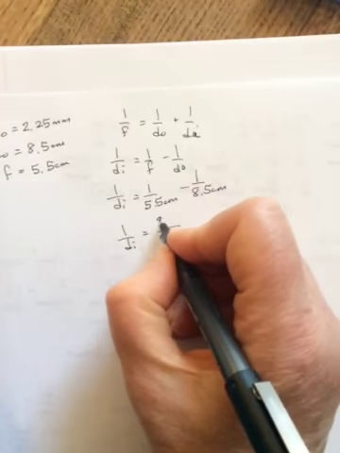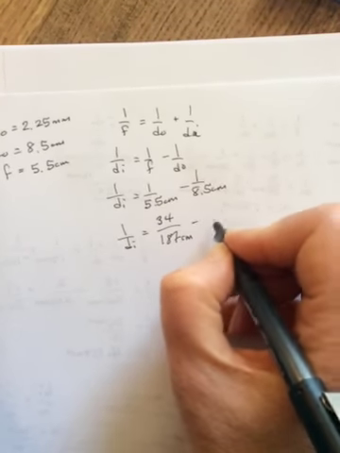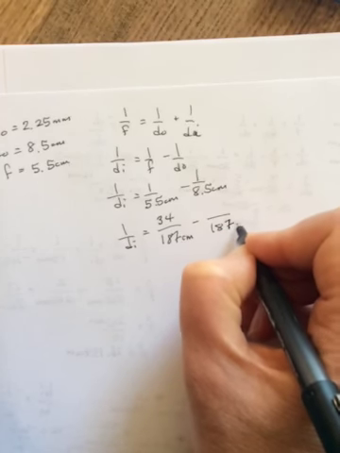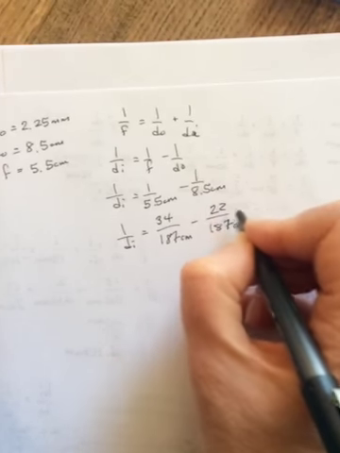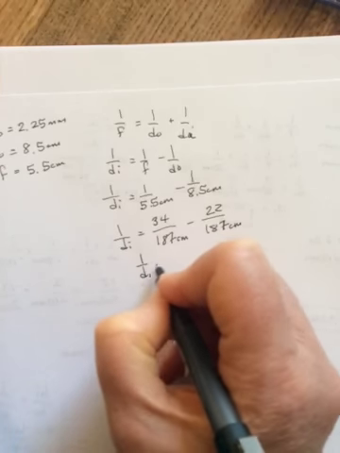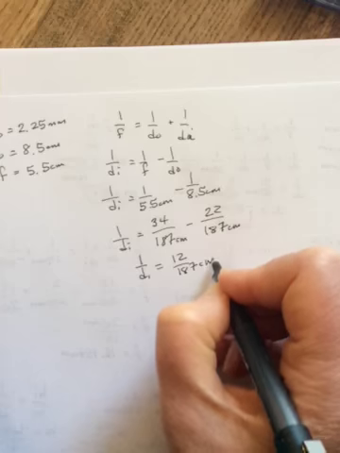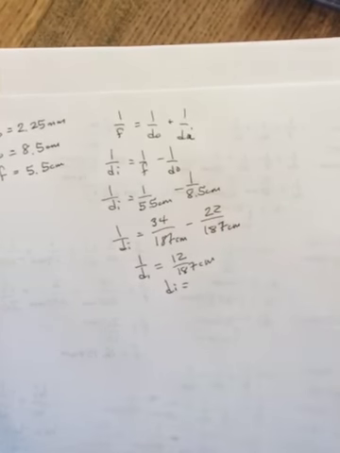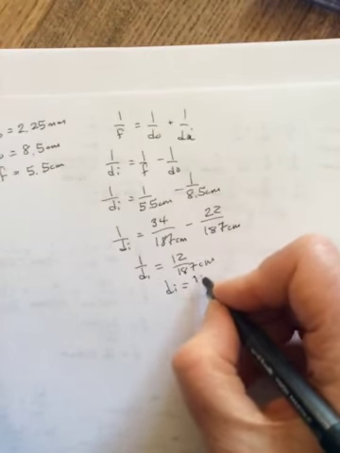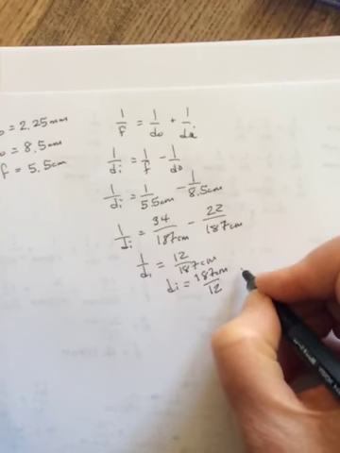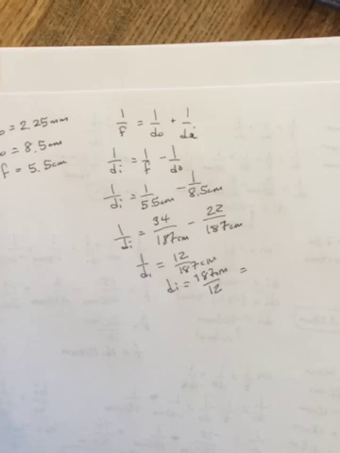34 times. And 8.5 goes in 22 times. So 1 over di is equal to 12 over 187. So di is equal to 187 over 12, which of course we do not leave this way, because it would mean absolutely nothing.